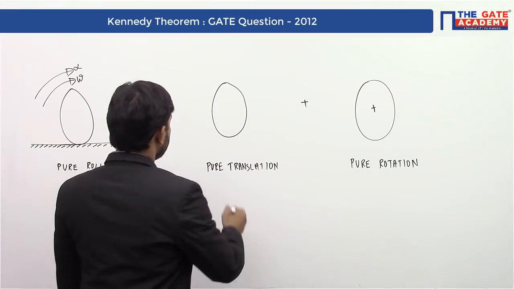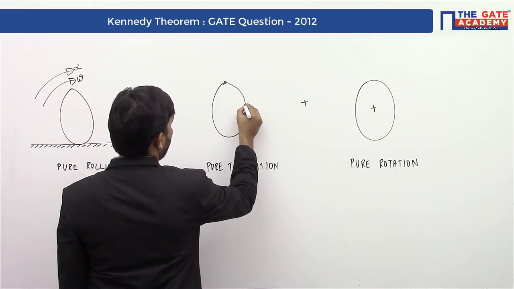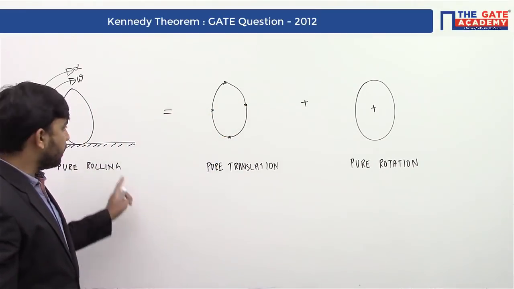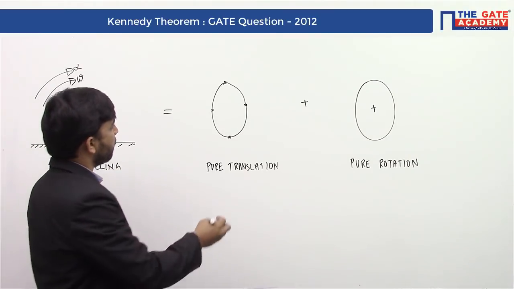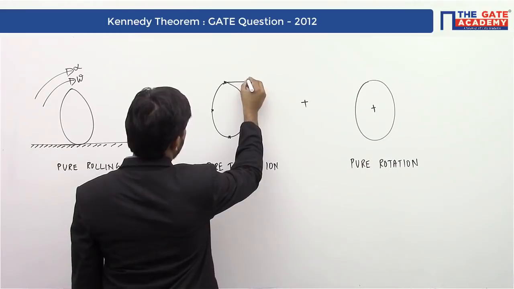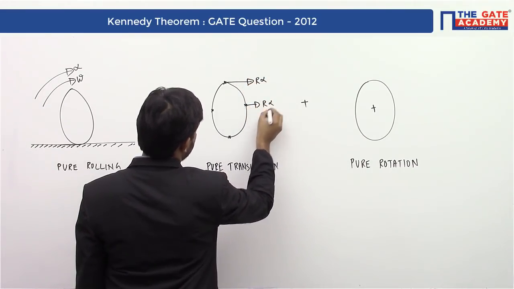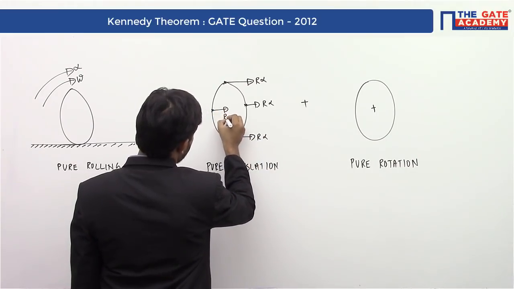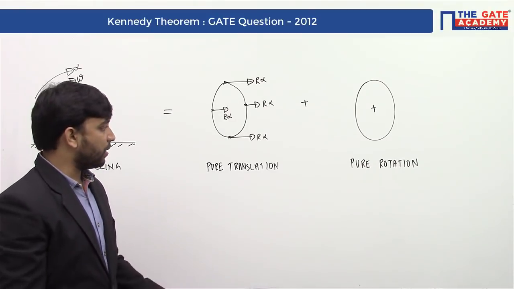Now see here, whenever the disk is undergoing pure translation, all the points will have the same acceleration, equal to the tangential acceleration, parallel to the plane on which the disk is rolling. If you look at the acceleration at this point, it will be r times alpha, and at this point also it's r times alpha. So all the points will have the same acceleration. When I say same acceleration, both magnitude and direction remain the same.